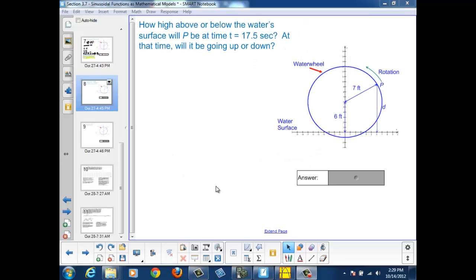Now that we have our equation, we can ask specific questions about the situation. For instance, how high above or below the water's surface will P be at time t equals 17.5 seconds? At that time, will it be going up or down? Well, the easiest way to answer this question is to use our calculator.